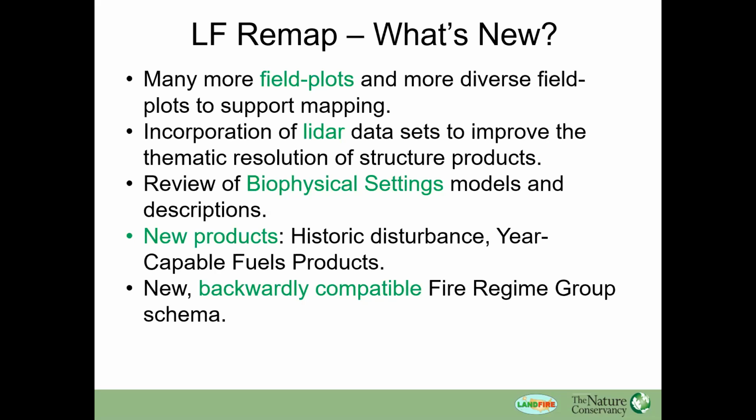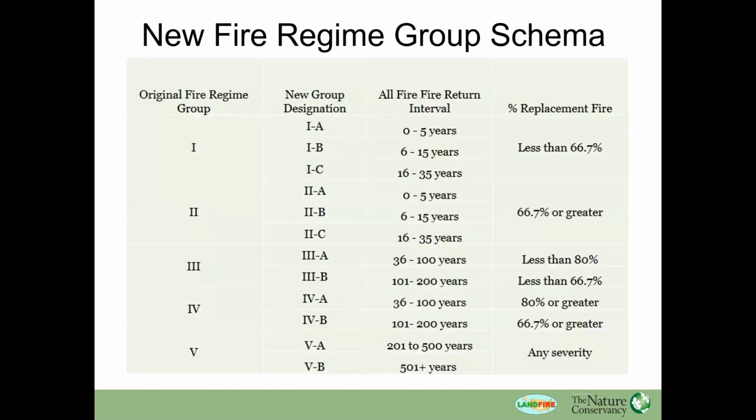We just basically adopted it, but they felt like it wasn't particularly useful. So we actually created a new one that we hope is more useful. And this is what the new fire regime group schema looks like. So there were originally 5 fire regime groups based on fire return interval and the percent replacement fire. In other words, what's the severity of fire?